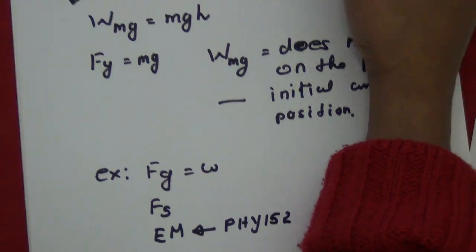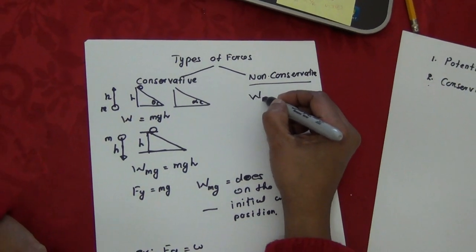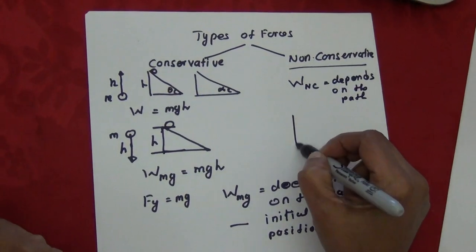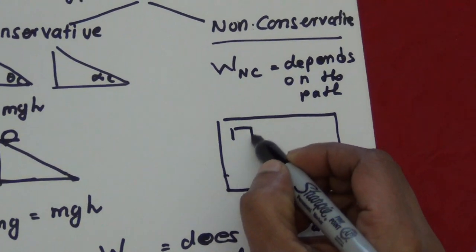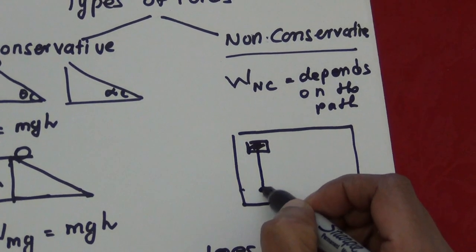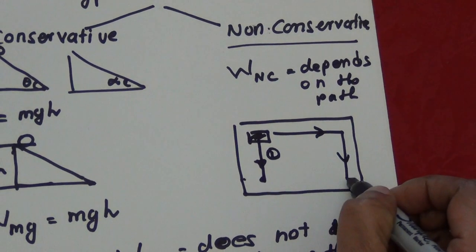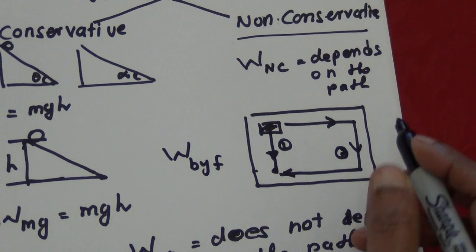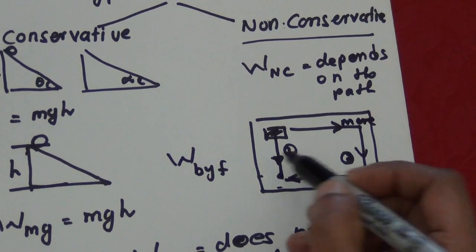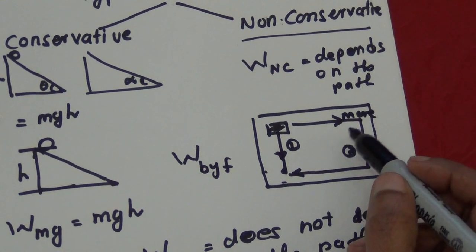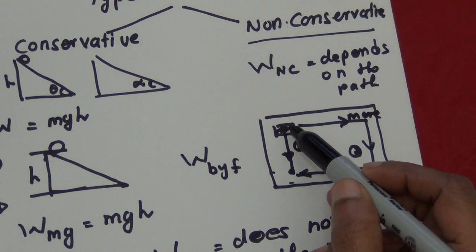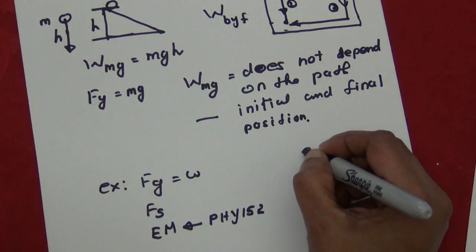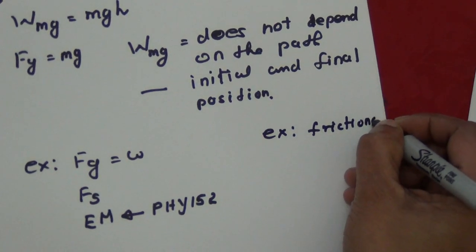So a non-conservative force means the work done by a non-conservative force depends on the path. For example, think this is a table, right? And we move an object from here to here in two different paths. The other path is from here, then here, and then here. So if you find the work done by friction, it will be more in this path than in this one. So the work done by friction depends on the path, not on the initial and final positions. Such forces are called non-conservative forces. Examples of non-conservative forces are any frictional force, like air drag.